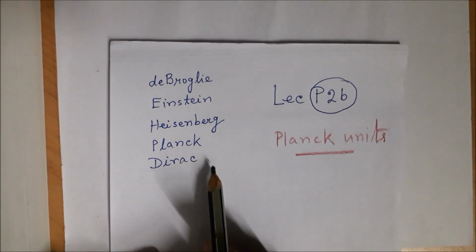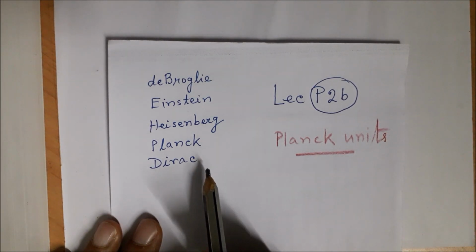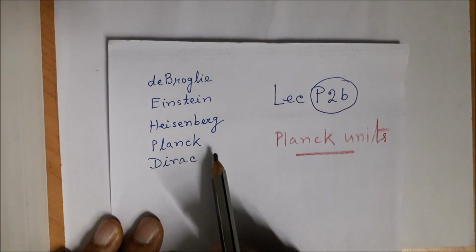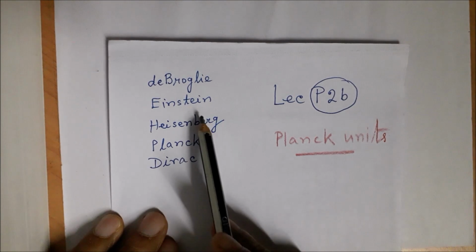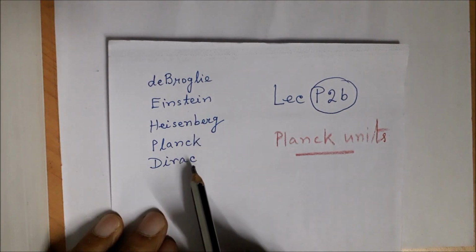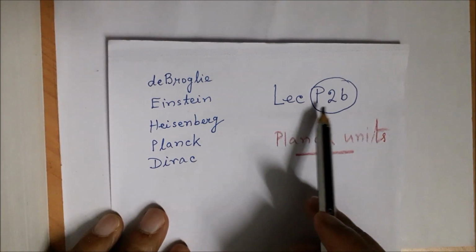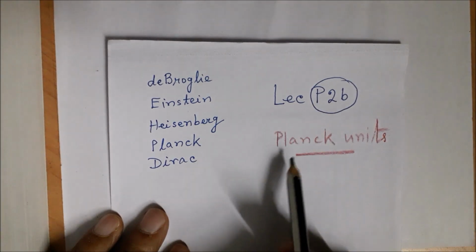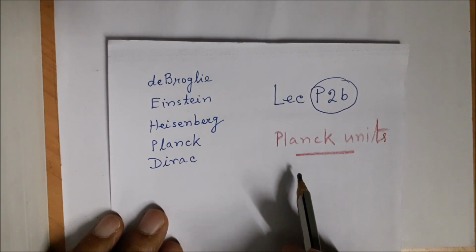So we are at the end of this lecture, and in this lecture we came across certain celebrated scientists, namely de Broglie, Einstein, Heisenberg, Max Planck, and Dirac. In the next lecture, which will be named P2b, I'll discuss Planck units and some other problems.